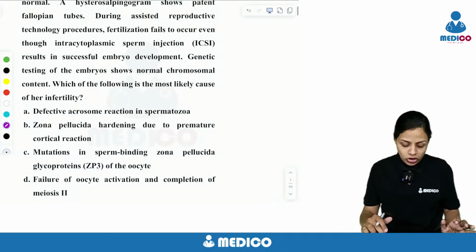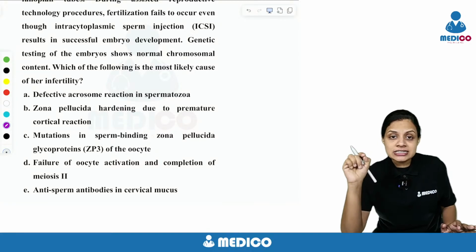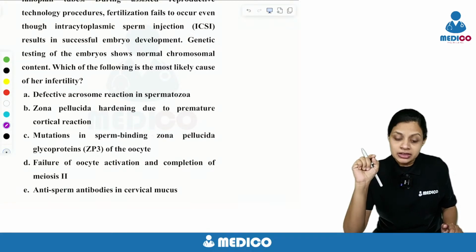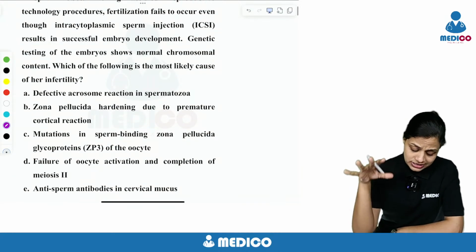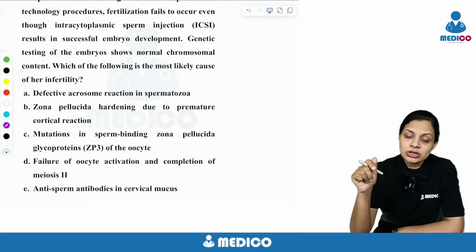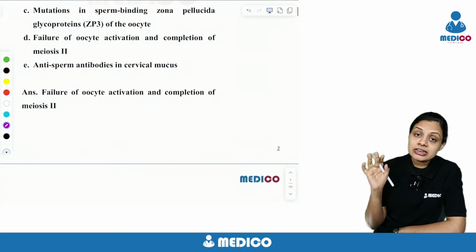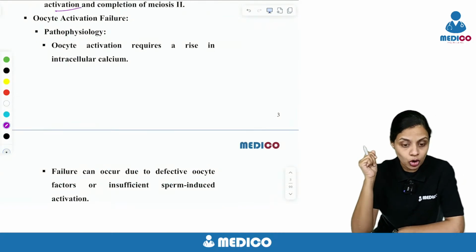All right. So what was our question? See, only ICSI, that is intracytoplasmic sperm injection alone has resulted in a successful embryo development. So what is this due to? So this means that oocyte activation has not been completed. Okay, there is a failure of the oocyte activation and completion of the meiosis 2.